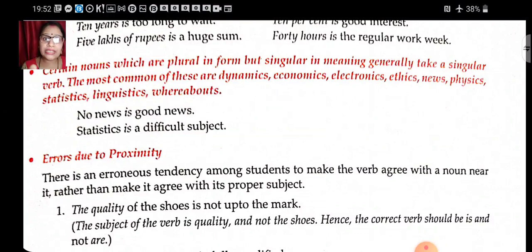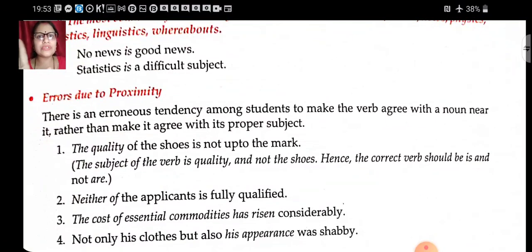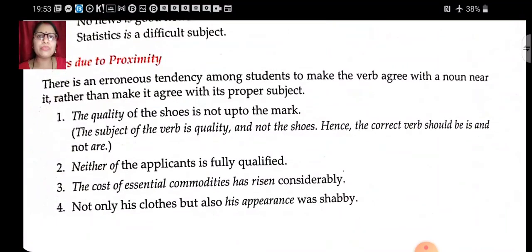Now remember, the quality of the shoes is not up to the mark. You will find the quality is in the beginning, but of the shoes is just near to is. So that is the reason they have used is over there. The subject of the verb is quality and not the shoes, hence the correct verb should be is and not are. So that is the reason in helping verbs, students, there is no need to use the s/es formula. There you always use your helping verbs, is for the single thing, are for the plural things.